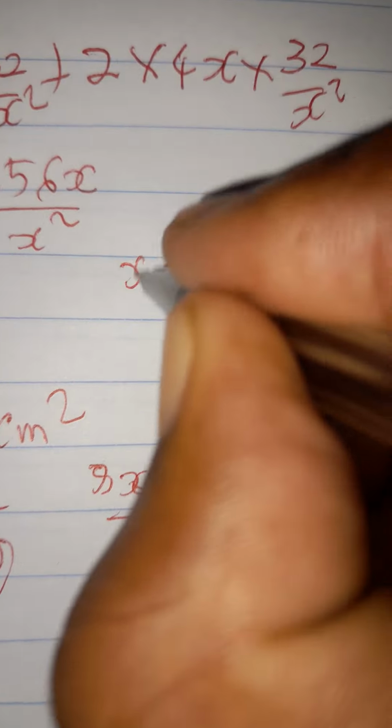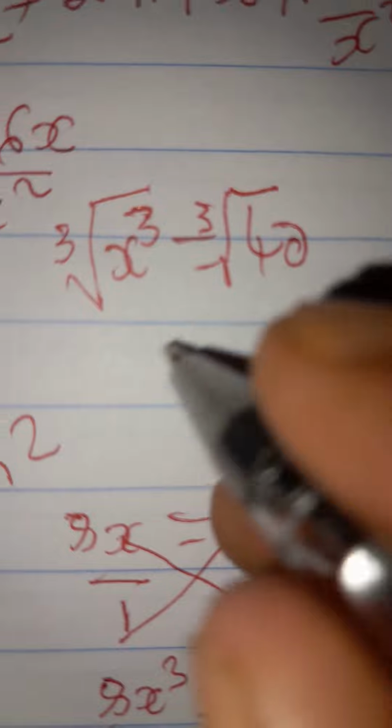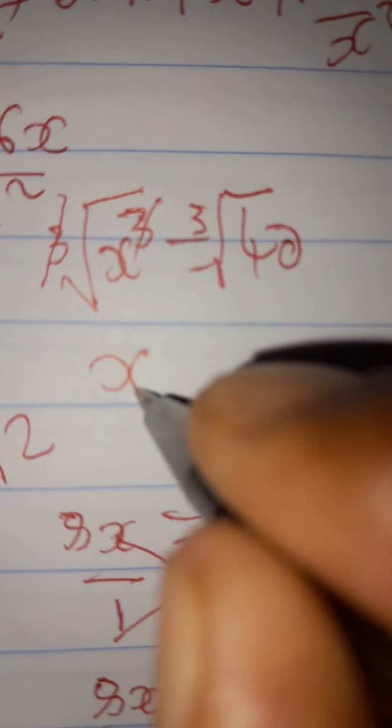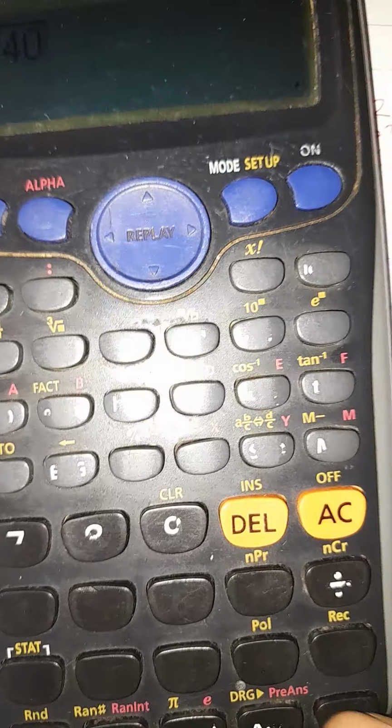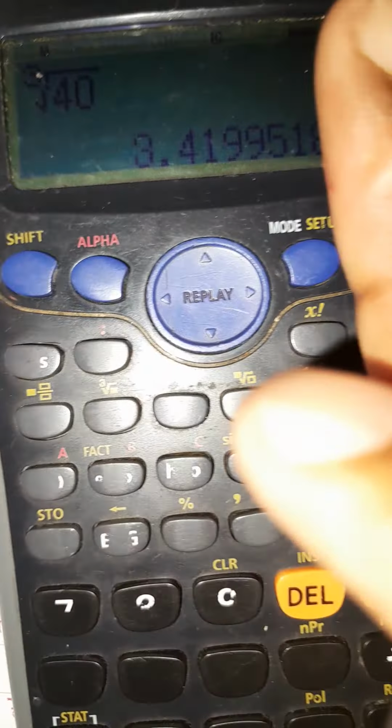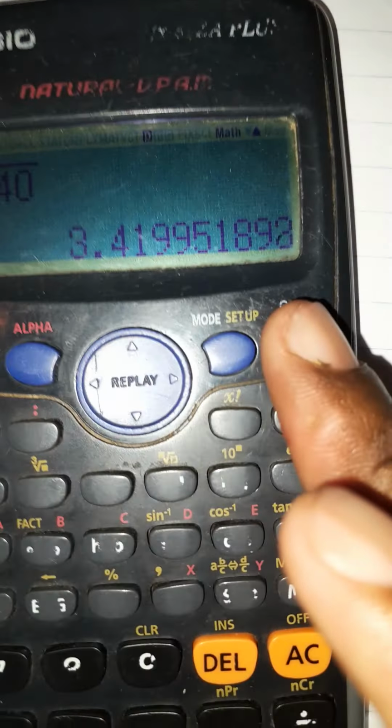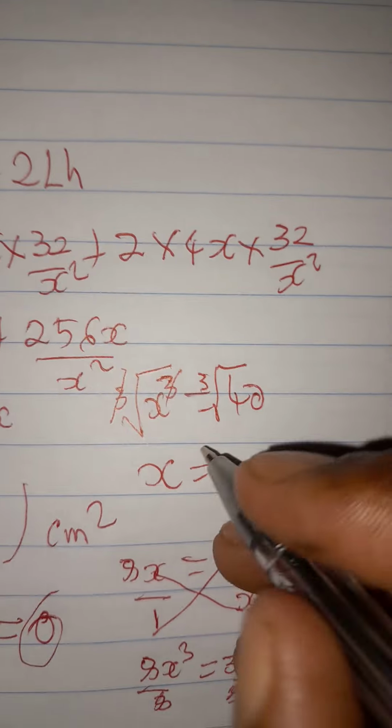So in this case, x cubed is equal to 40. Then we are going to cubic root both sides. It's going to be cubic root of 40 there. Then this and this cancel, we are left with x. What is cubic root of 40? That will be 3.42. Yes, it's going to be 3.42 there.